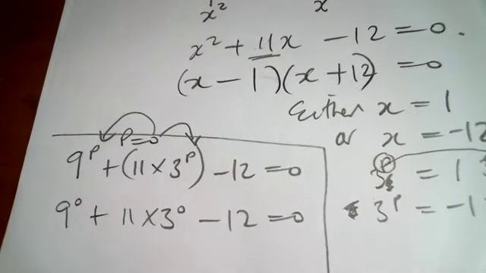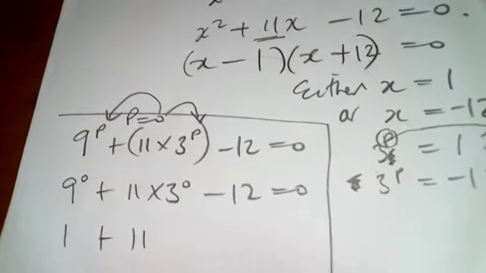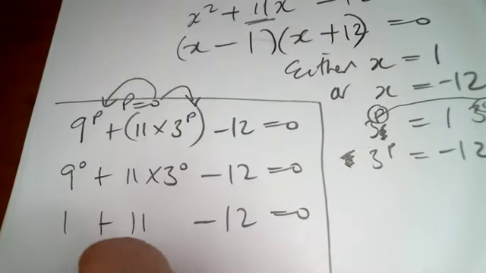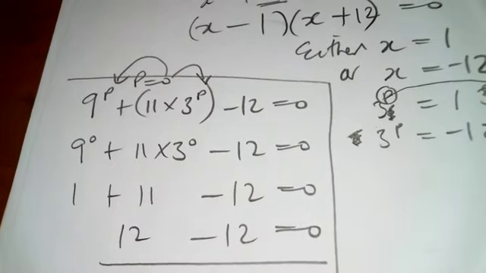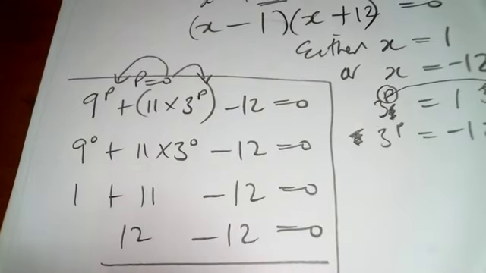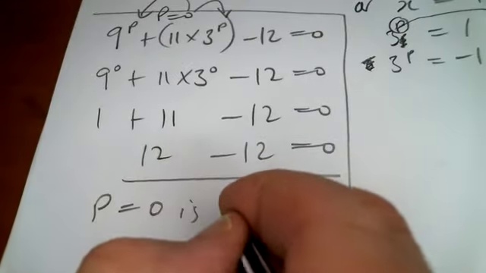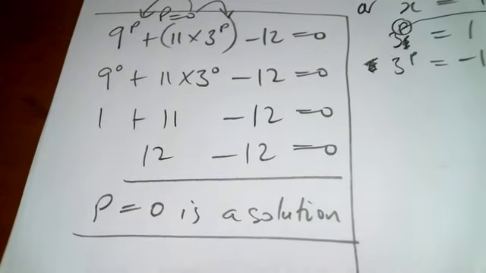So we've got 9 to the power of 0, well, that's 1, plus 3 to the power of 0 is 1, and we've got 11 times 1, which is 11. So 1 plus 11 minus 12 is equal to 0. Yes, that works because 12 minus 12 is equal to 0. So therefore, quite simply, p equals 0, as shown here, is a solution. And that's the answer we're after.